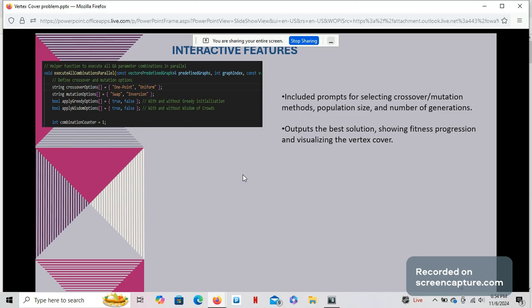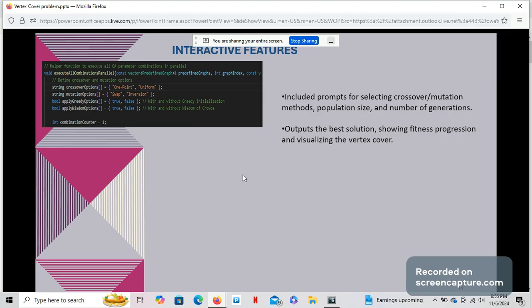The entire genetic algorithm process is managed by the run GA function. It initializes the population and then applies selection, crossover, mutation, and fitness evaluation iteratively across generations. And I designed this as a modular system with function pointers, allowing easy switching between operators and providing flexibility for experimentation with different parameters. So to make the program interactive, I included prompts for selecting parameters like crossover and mutation methods, population size, and number of generations.